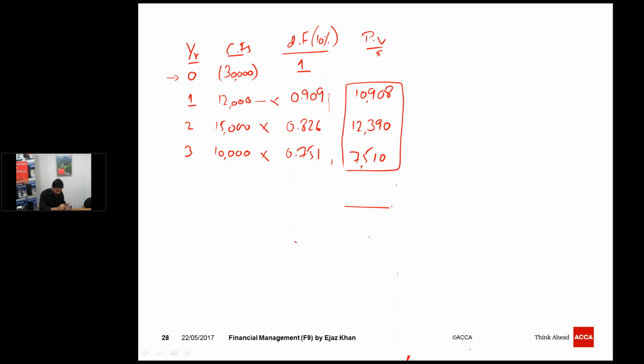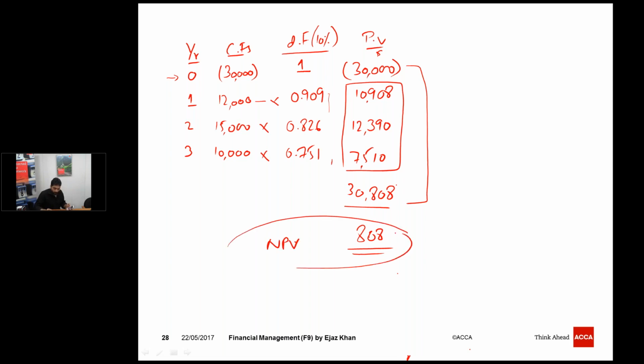10908 plus 12390 plus 7510 is 30808, and the present value of cash outflow is 30,000. So if we subtract 30,000 from 30808, we get 808 positive. So the net present value is 808. Since it's positive, we should go for it. So everyone with the answer of 808 NPV, that's correct.